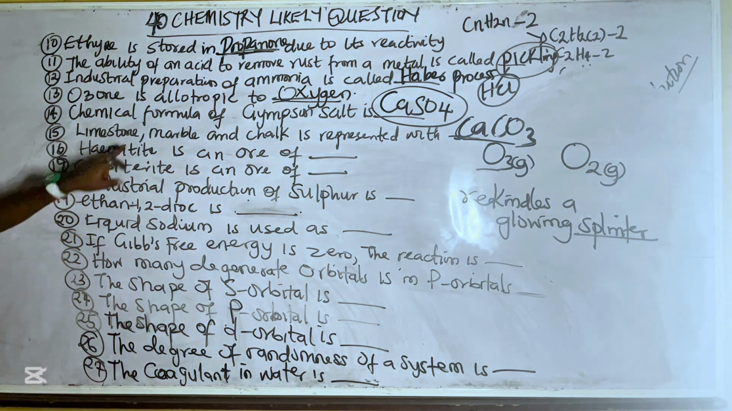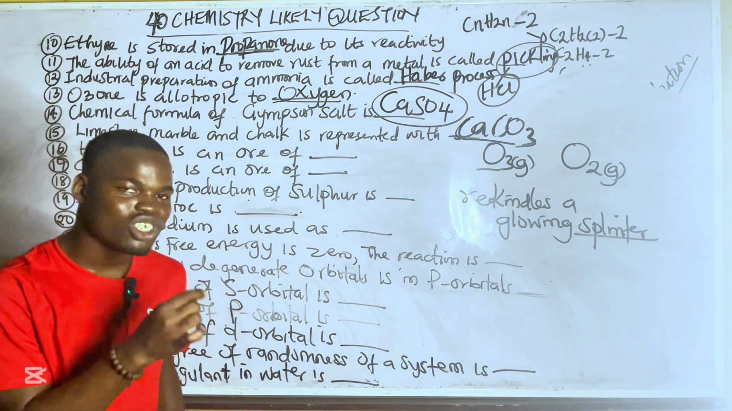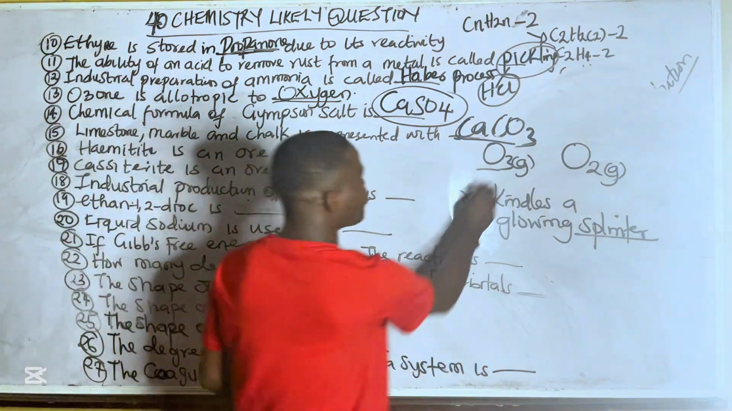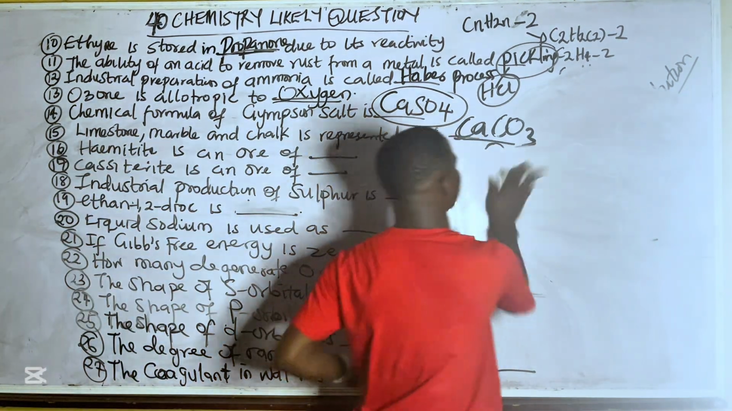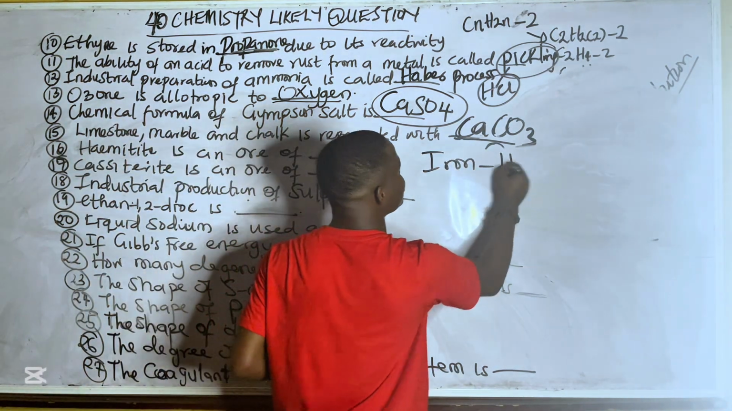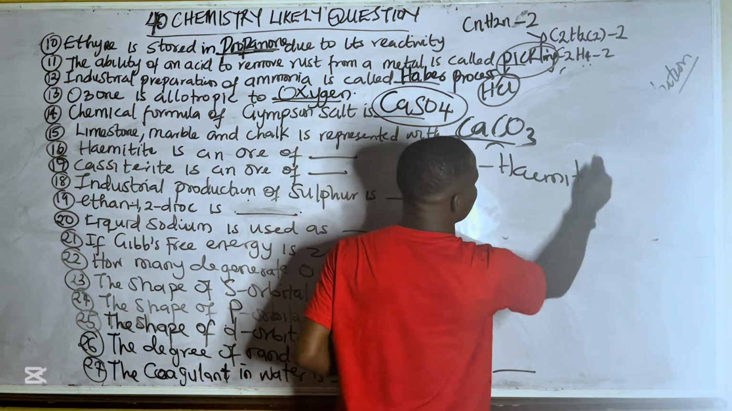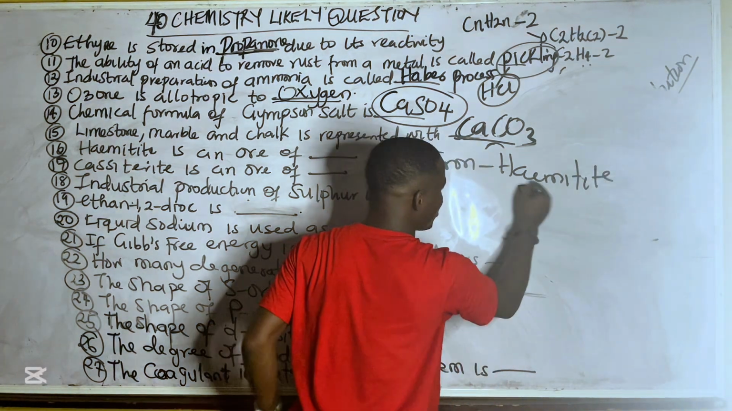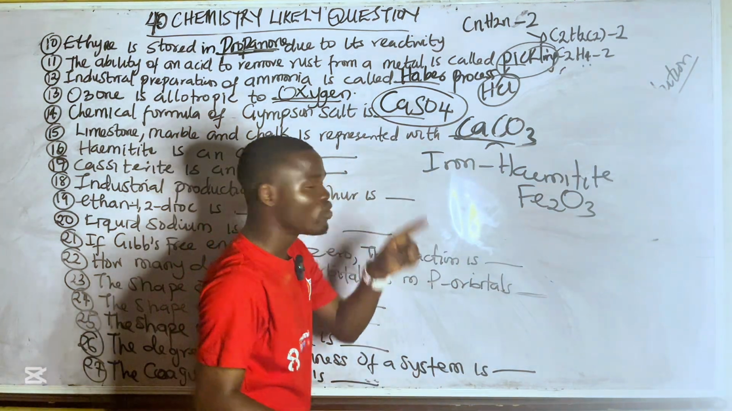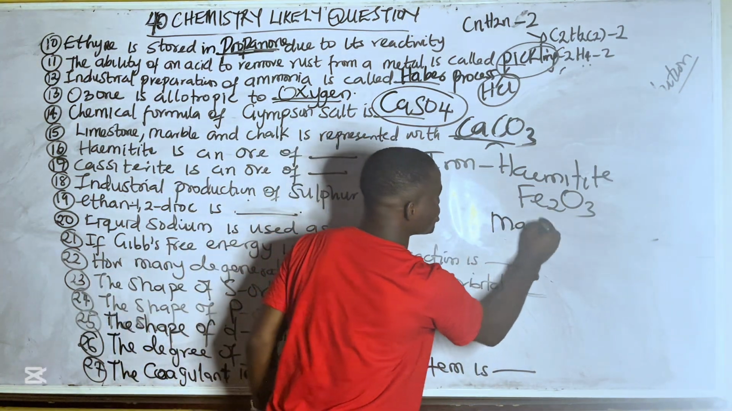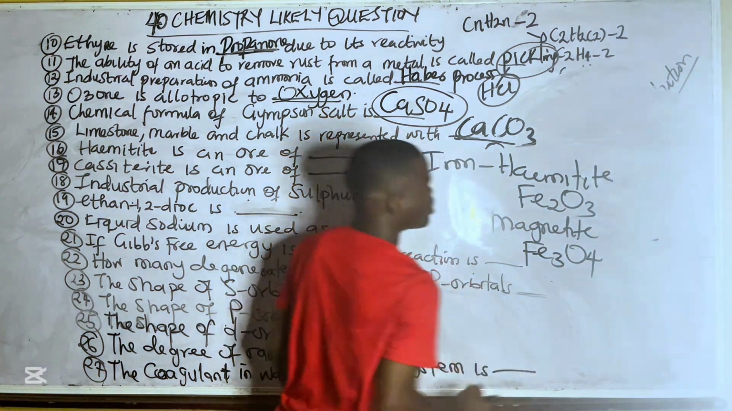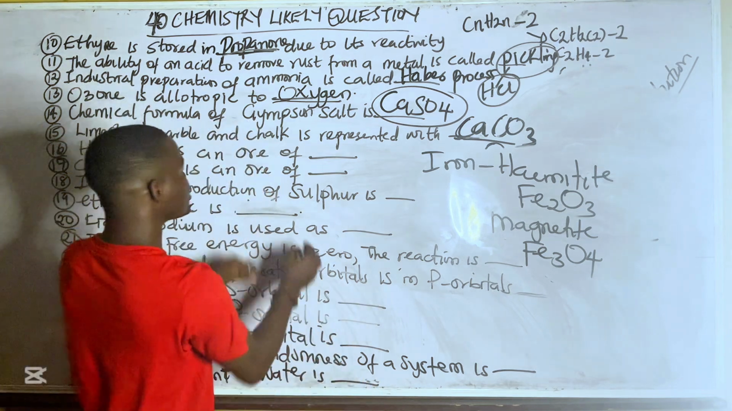So that is that. Hematite is an ore of dash. In fact, it's not just an ore, it's the principal ore of this particular element. What is that element? Iron. So hematite is the principal ore of iron, and the formula is Fe2O3. Because there's another ore of iron, magnetite, which is Fe3O4. So the answer to this question, hematite is an ore of iron.